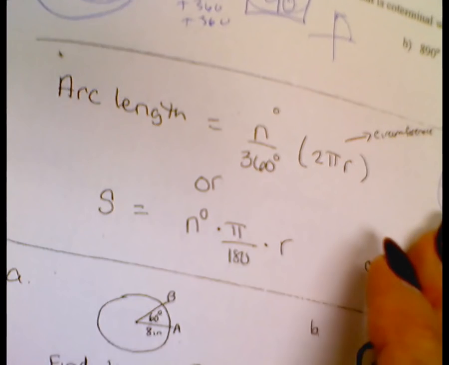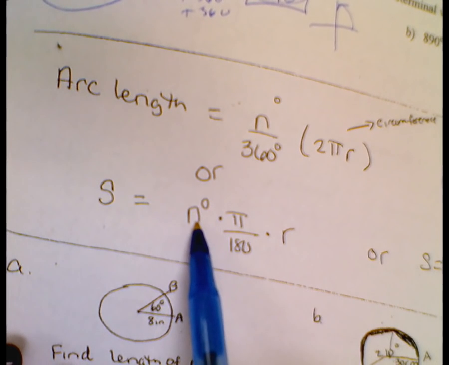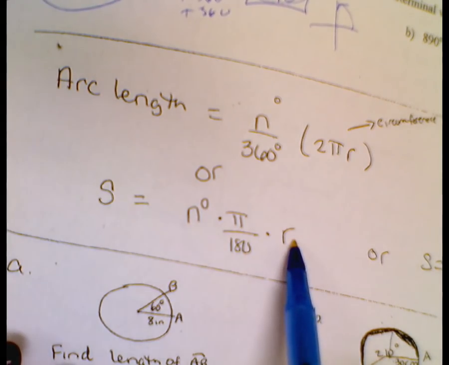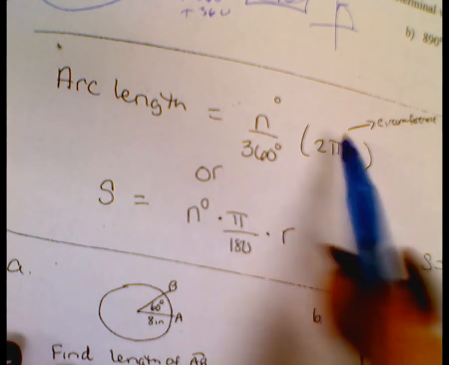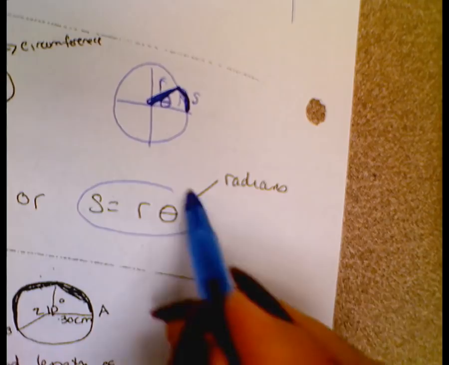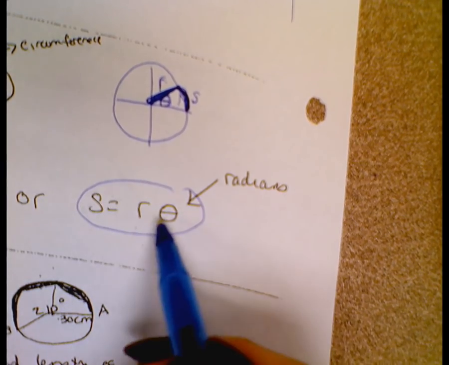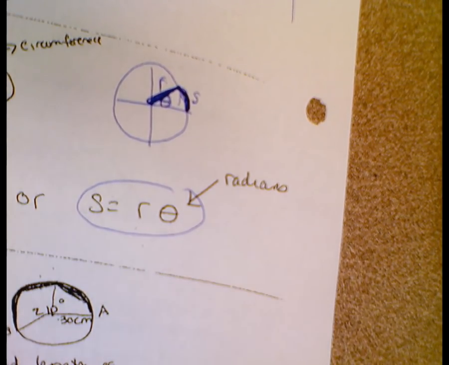This is what it kind of looks like in geometry. You had your n, which is your degrees, times pi over 180 times r. Well, we don't do this formula. We do this right here: S equals r theta. Radius times theta. But the theta has to be in radians, which you haven't learned yet.